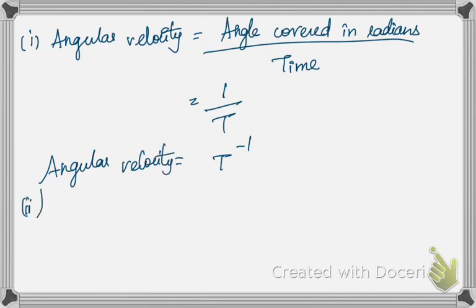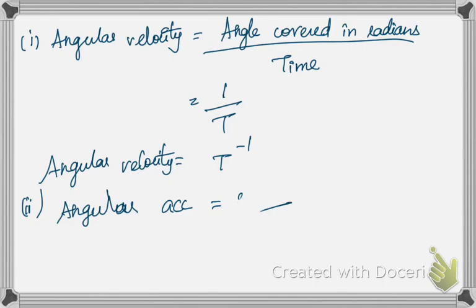Second one will be angular acceleration. Okay, so angular acceleration is nothing but angle covered in radians per second square. That is, acceleration is nothing but, as you all know, change in velocity by time, right? So angular acceleration is also going to be the change in angular velocity by time.